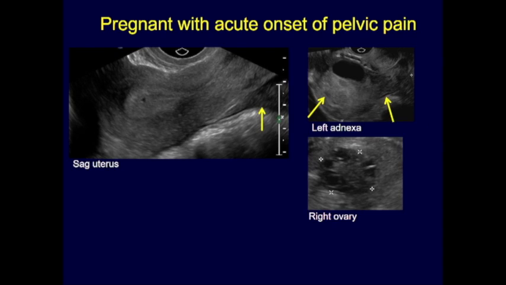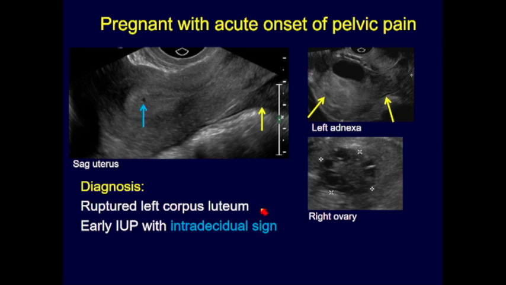So now let's contrast that patient with this one. This woman was pregnant and also had an acute onset of pelvic pain. So the arrows are showing you some hemoperitoneum within the pelvis. There was a normal right ovary. The left adnexa looked like this. There was some blood clot and amorphous material, an enlarged left ovary.